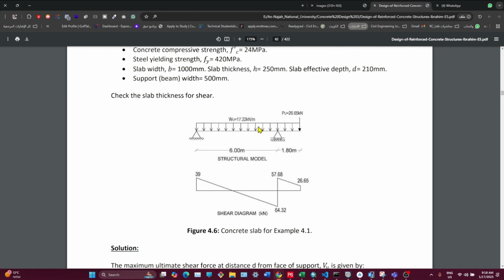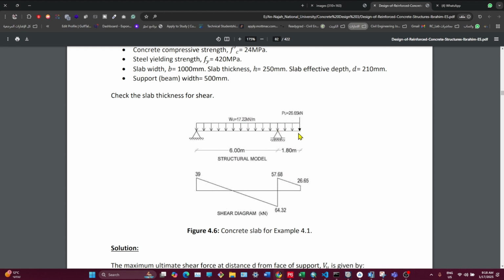Okay. Is that clear? Yes. We didn't take a strip of 2 meters because we need to simplify the equations, the analysis, and so forth. So we take a strip of 1 meter. Therefore, the W ultimate will be in kilonewton per meter unit length load.